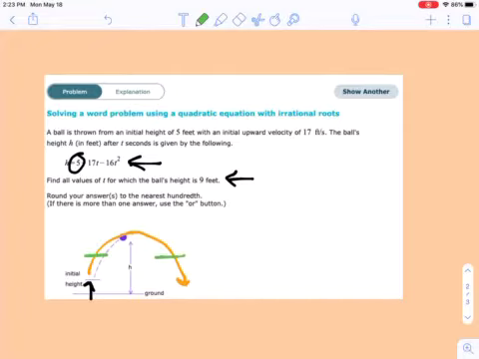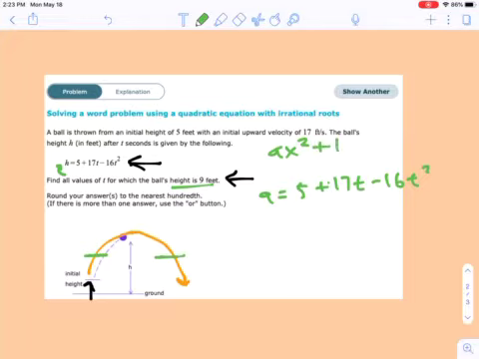The way you set this up is they're telling you the height is 9 feet, so we're going to plug that in for h. So you're going to get 9 is equal to 5 plus 17t minus 16t squared. All right, we're probably going to have to use the quadratic formula for this. So let's move some things around and get this in our standard form, ax squared plus bx plus c equals 0.